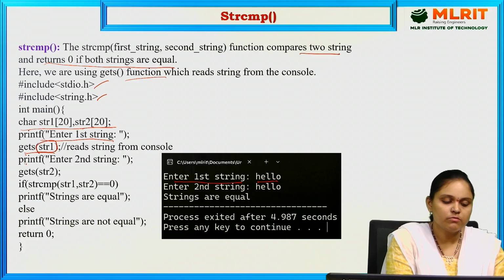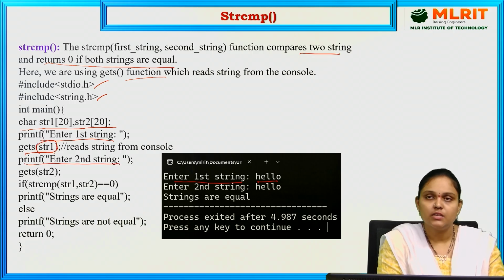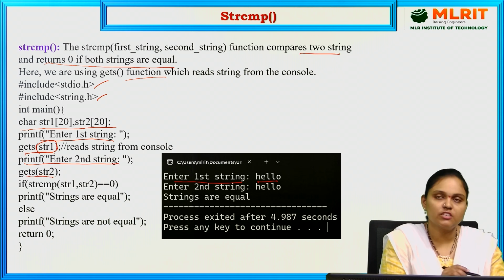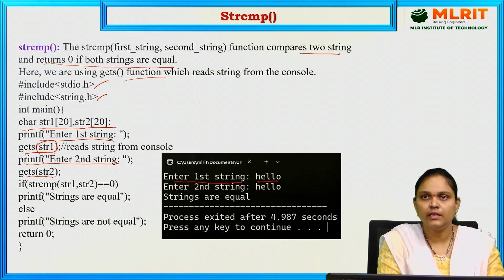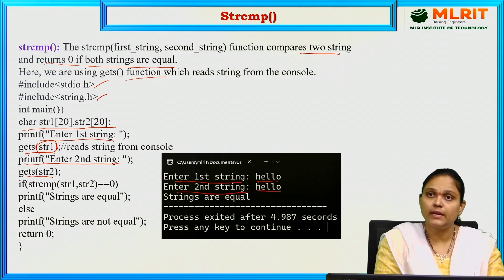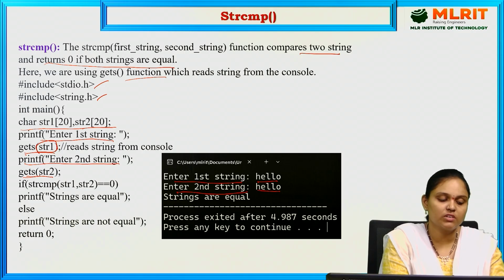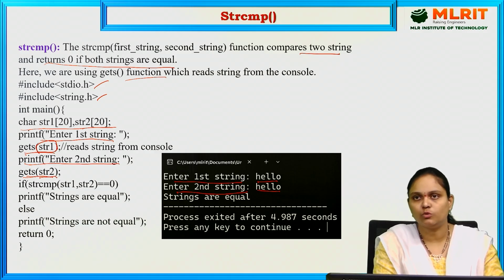Then next, by using the printf statement we are asking to enter the second string, and by using this gets function we are reading that second string. See here in the test case, enter string 2. In string 2 also we are giving hello. That hello was read by using this gets function and stored in this str2 string.